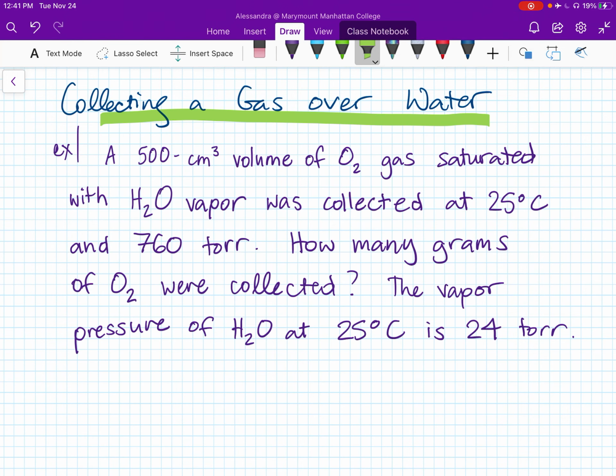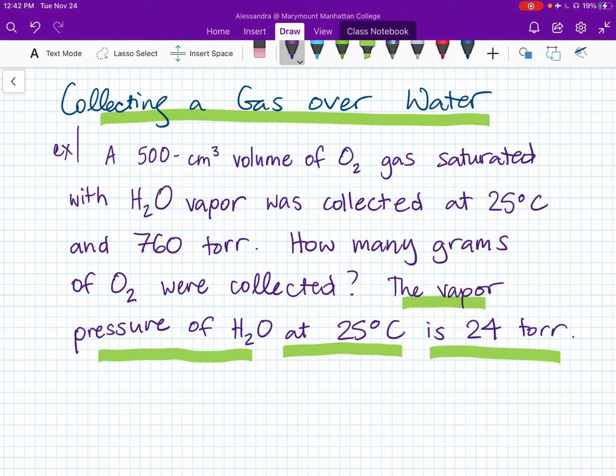To solve this problem, you have to know the vapor pressure of water at that temperature. So the vapor pressure of water at 25 degrees Celsius is 25 torr. The vapor pressure of water just gives you an idea of the pressure exerted by the H2O molecules that are in the gas phase. So we can use Dalton's law of partial pressures to answer this question.